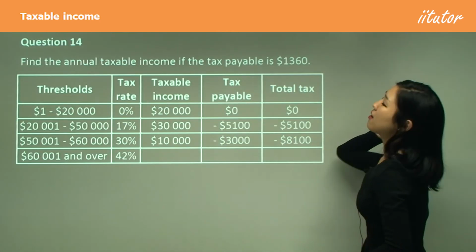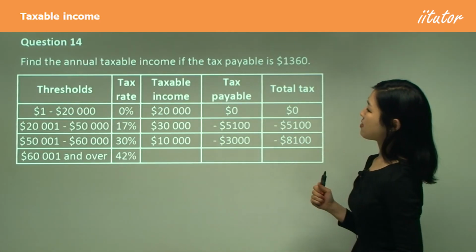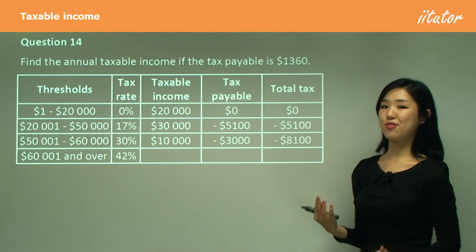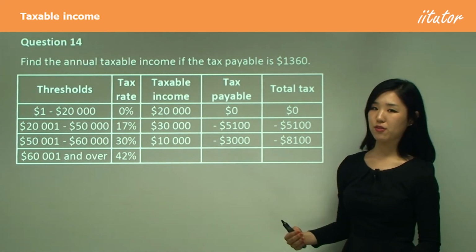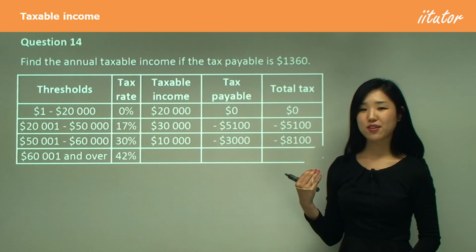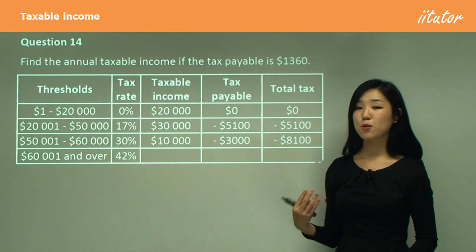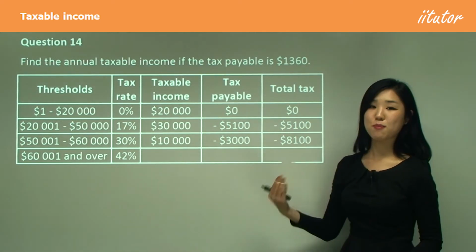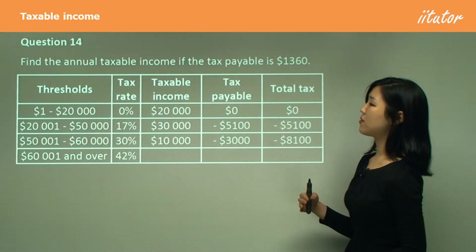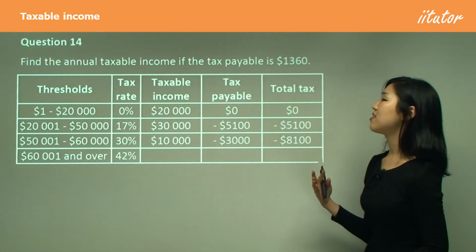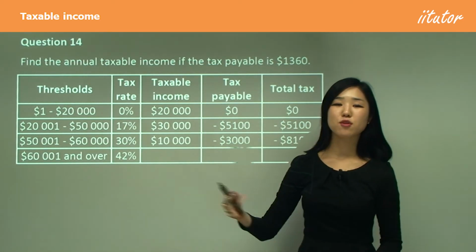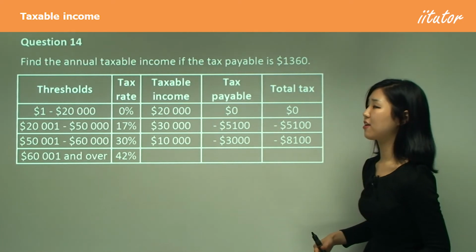Question 14. Find the annual taxable income if the tax payable is $1,360. So this time is pretty much the opposite of the previous question. In the last few questions, they actually gave you the taxable income and you were asked to find the tax payable. But this time it's the opposite. They give you the tax payable, so the tax, we need to find the taxable income. So it's the opposite direction that we need to calculate.